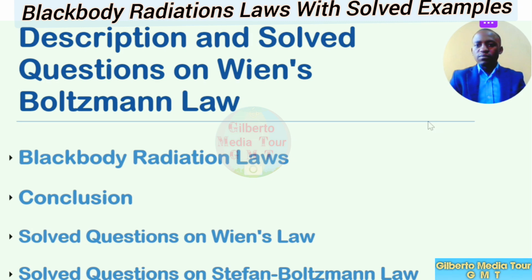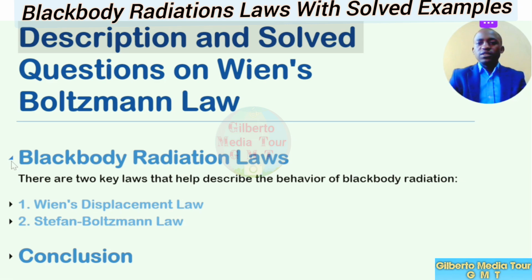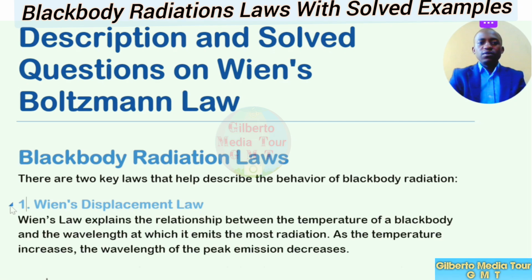Here we have two laws of Blackbody. We are going to look at them together. After, we shall also see some questions answered related to these Blackbody radiation laws. Let's go ahead. Firstly, there are two laws of Blackbody: Wien's displacement law and the Stefan Boltzmann law. These laws are used to show the relationship between the body's temperature and the intensity it can emit. So let's go ahead with Wien's law.